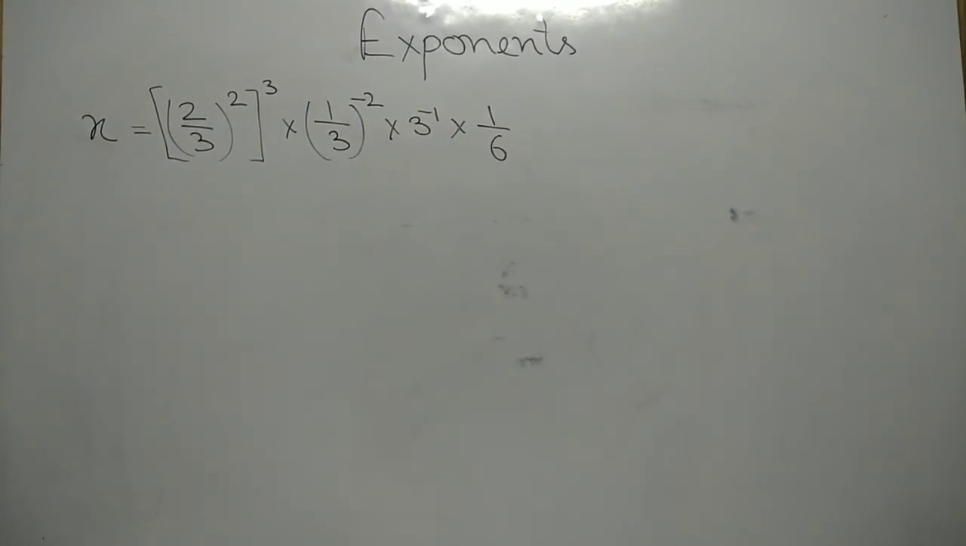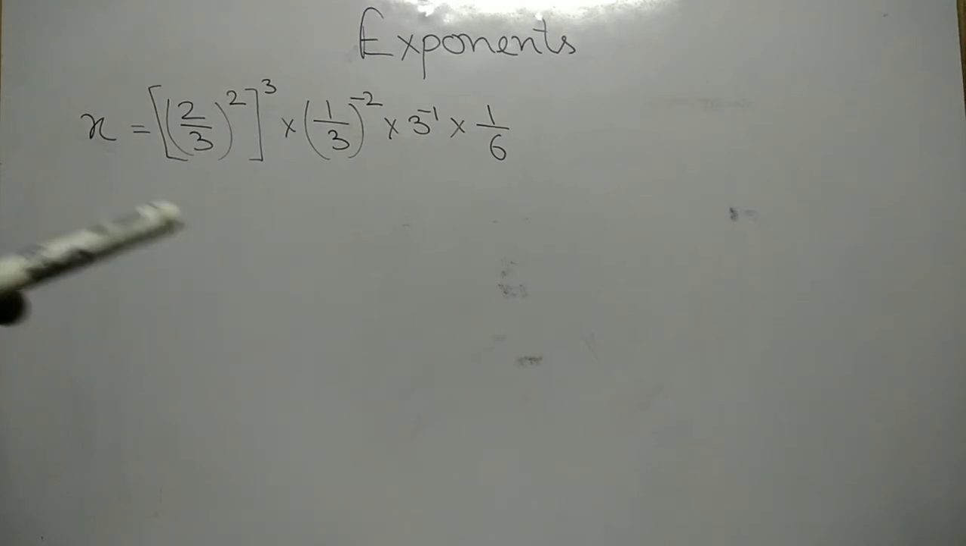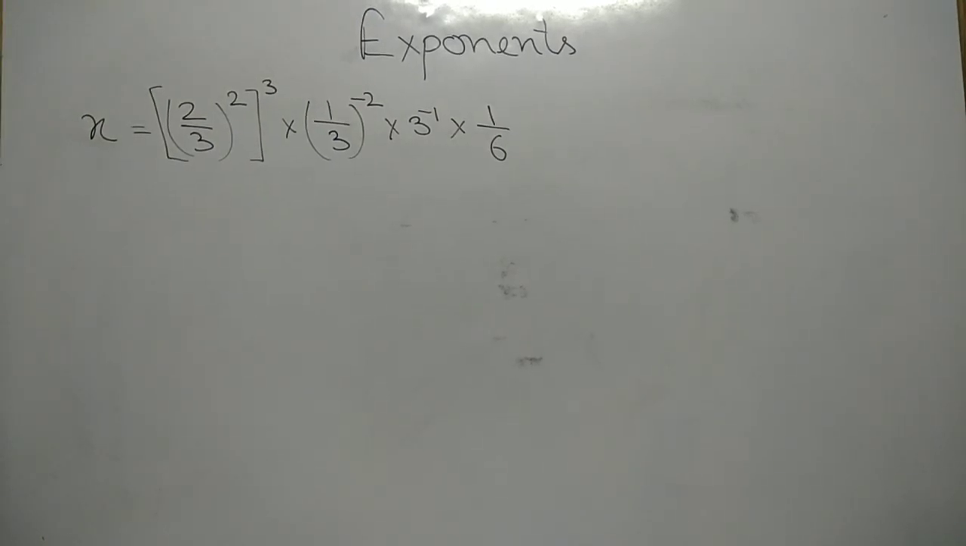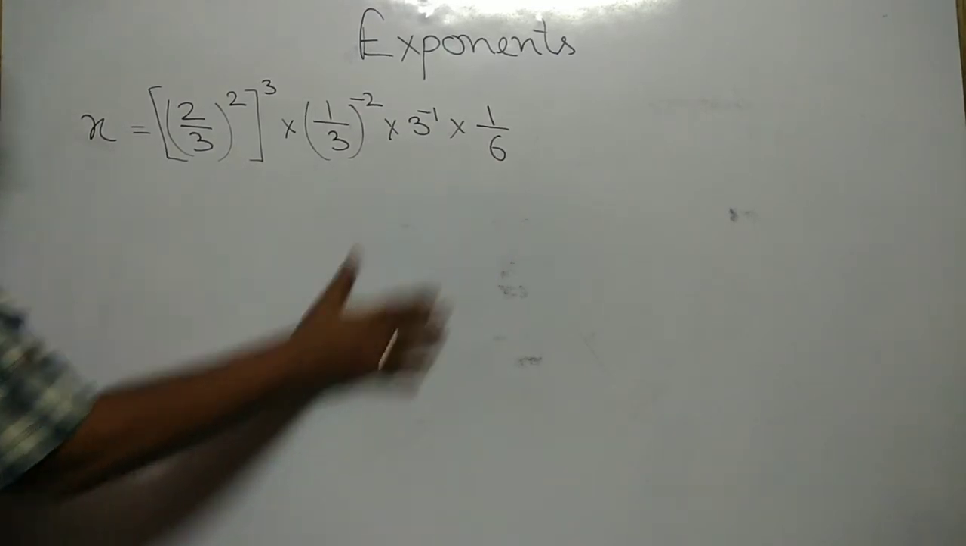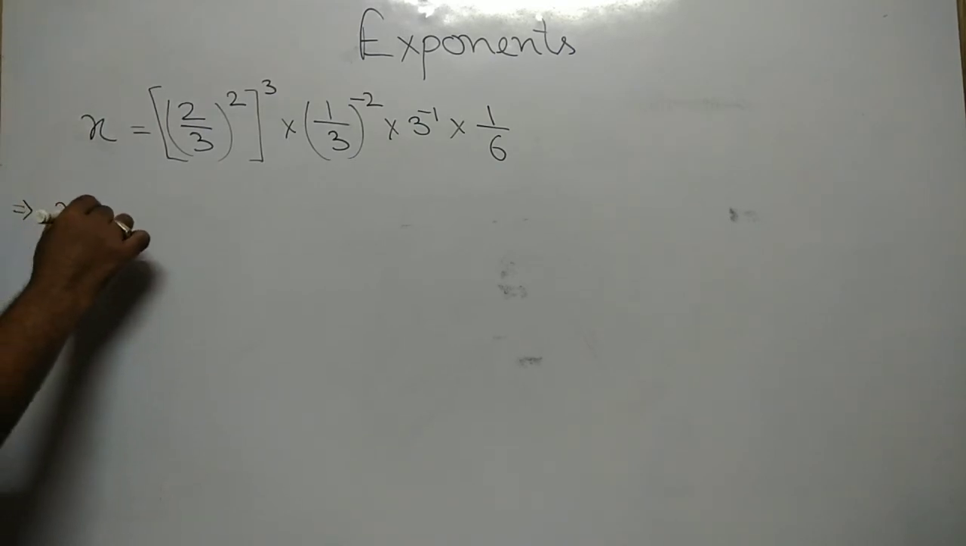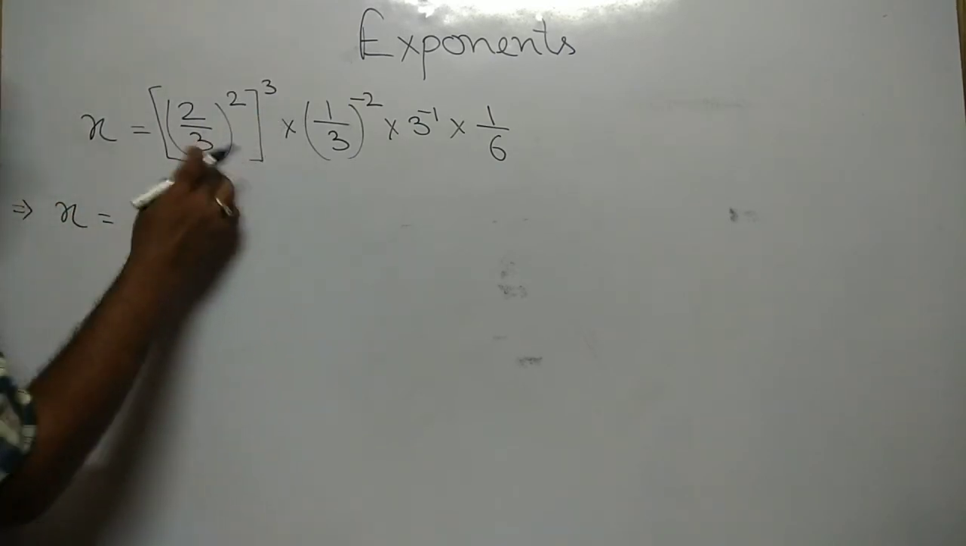In this question it says that if x equals to this value, then find out the reciprocal of x. So first we simplify this complete value of x, then we solve further. So x equals to, here we start to solve.